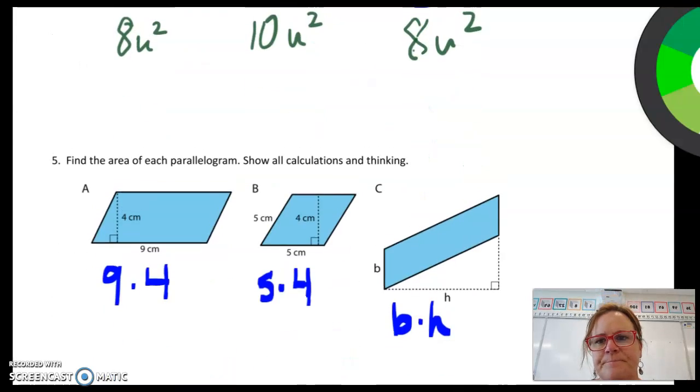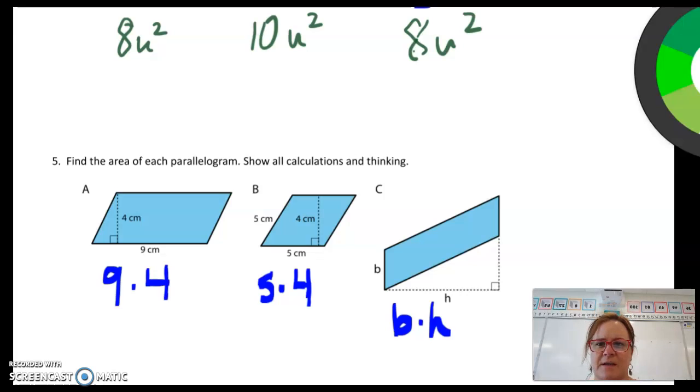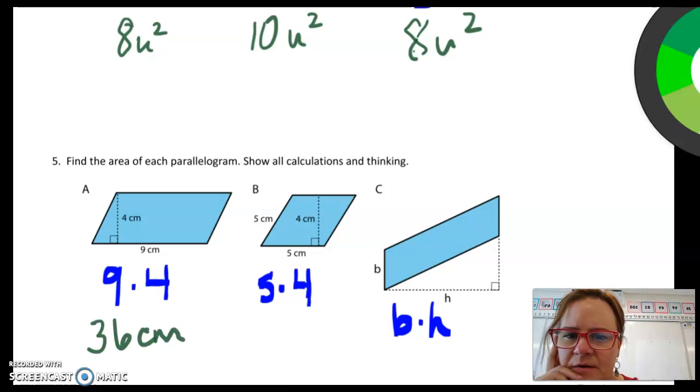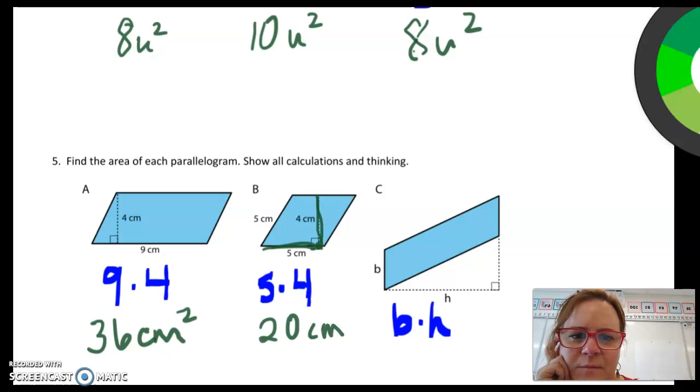All right. Number 9, find the area of each parallelogram and then show your calculations. So again, base times height. So in this case, 9 times 4 is 36, and these are centimeters, so we're going to square those centimeters. In B, we're going to multiply 5, and you've got to be careful here because this diagonal 5 is not what we need. We need the height. So 5 times 4 is 20 square centimeters.